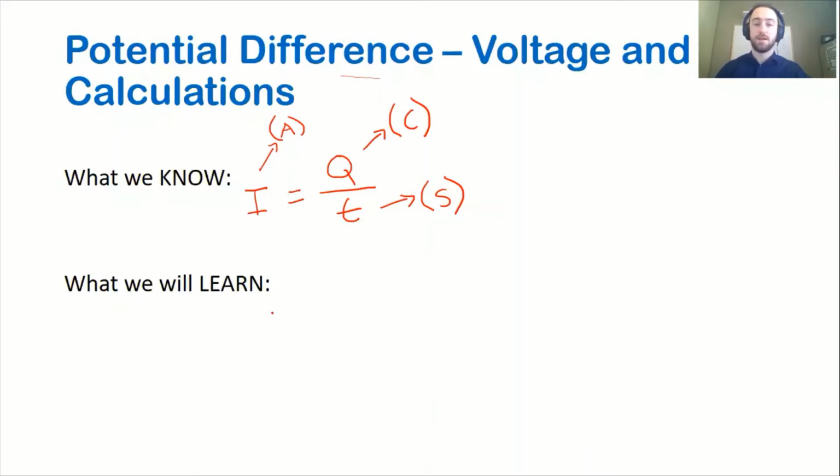What we're going to learn today is we're going to derive a formula for potential difference. We're going to look at what potential difference is, and we're going to do some calculations in regards to potential difference as well.